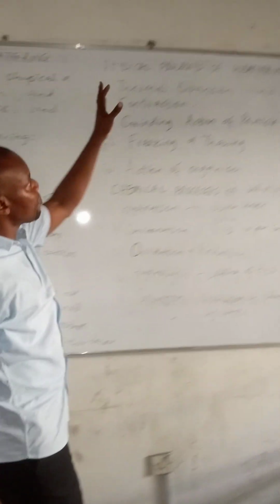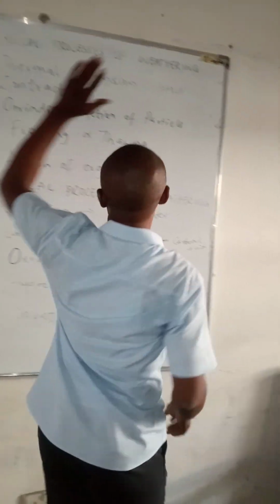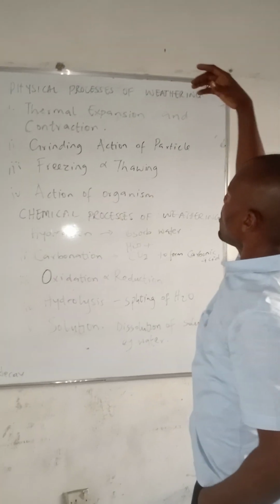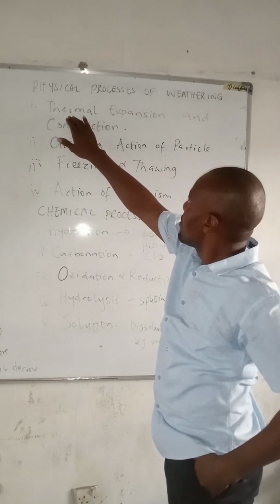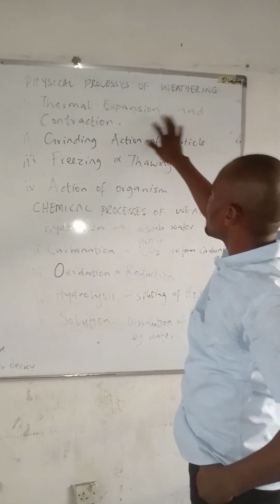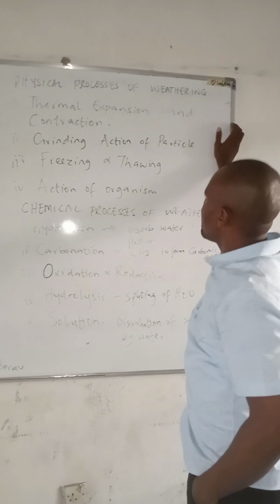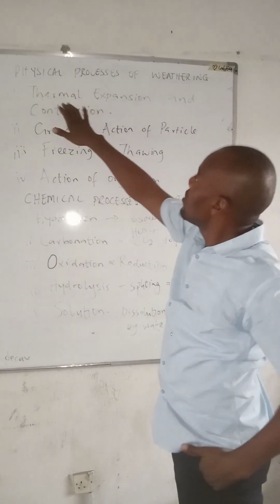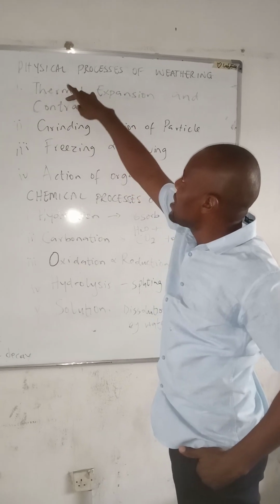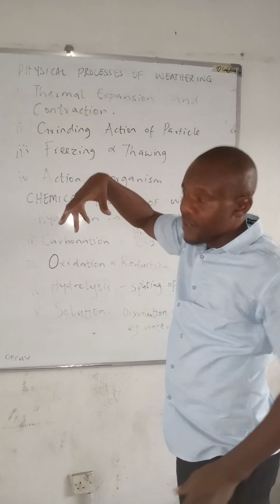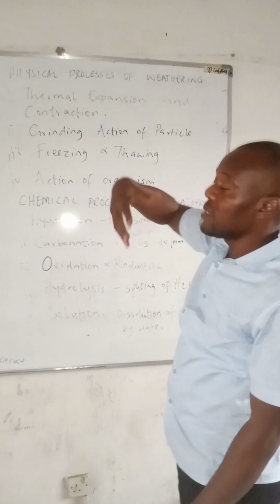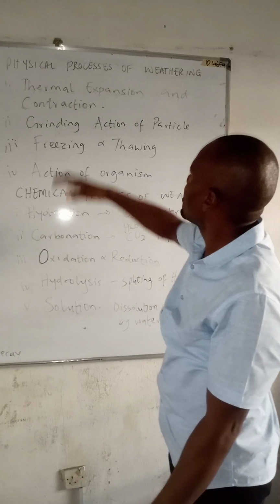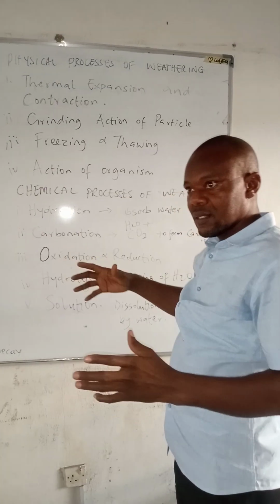Now we have the physical processes of weathering. We have about four here. We have thermal expansion and contraction. Thermal is all about heat. When there is high insolation, when the heat from sunlight hits the rocks, they will expand.